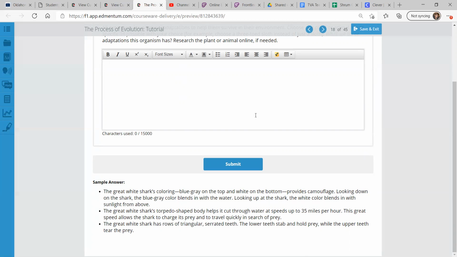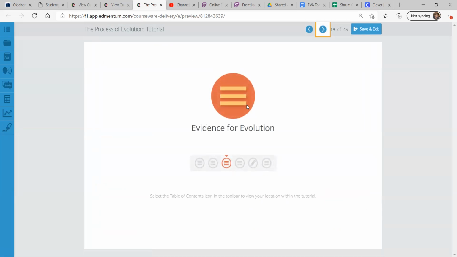The great white shark has rows of triangular serrated teeth. The lower teeth stab and hold prey, while the upper teeth tear the prey. And we'll stop there before we discuss the evidence for evolution and natural selection.